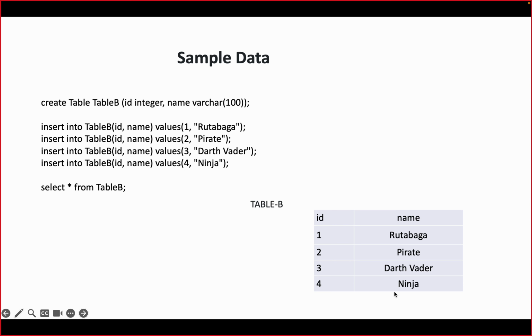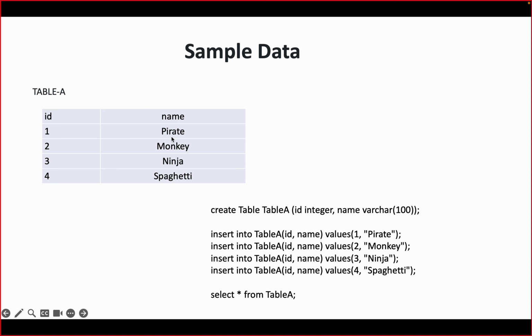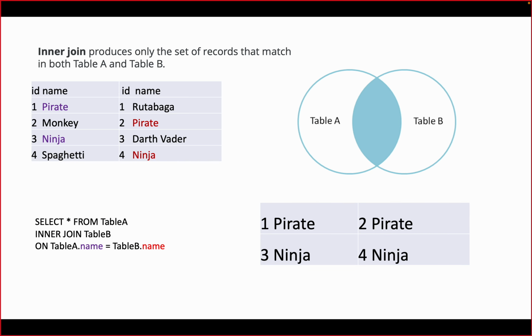So pirate and ninja are in both the tables. These two things are common, and I want to extract these two things from these two tables. So when I put an inner join on these two tables, this is the first table, this is the second table. The first table has pirate, monkey, ninja, and spaghetti. The second table has Rutabaga, pirate, Darth Vader, and ninja. So inner join works like this.